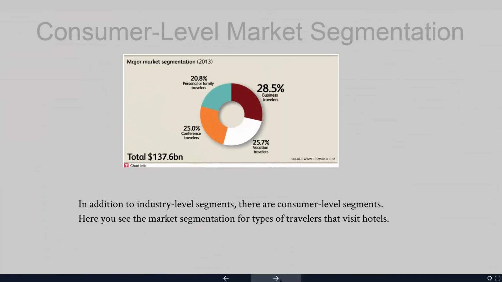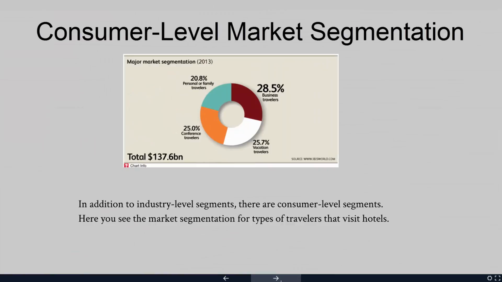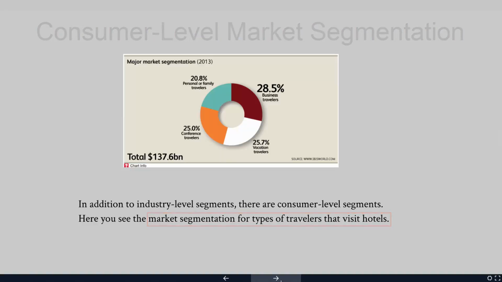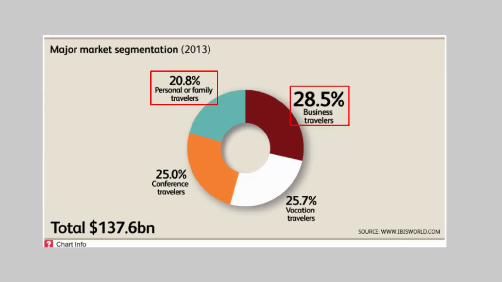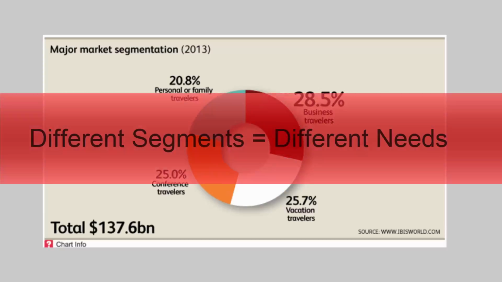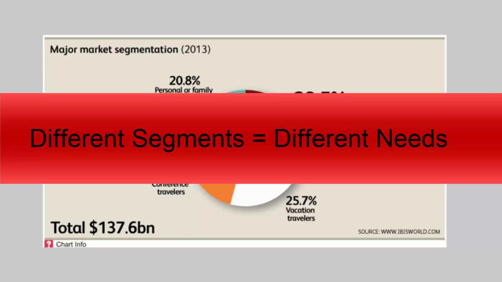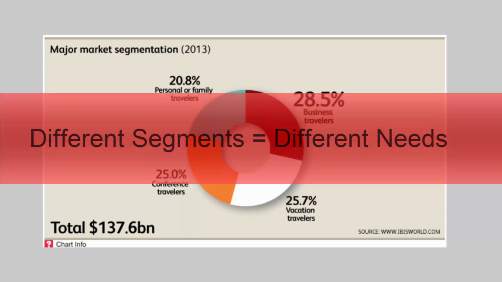Finally, we're looking at a consumer level market segment. So here are the different types of travelers that spend their money at hotels in the U.S. Personal, business, conference, vacation. These market segments are at that consumer level, the different types of customers, and then you would determine the different and varied needs that they have to try and draw them to your hotel.